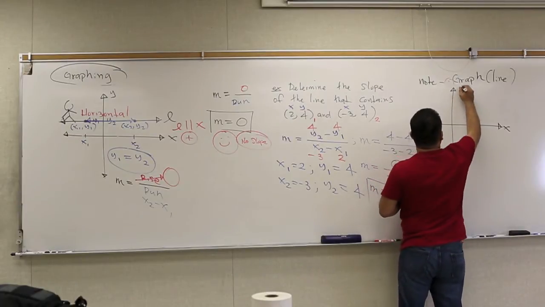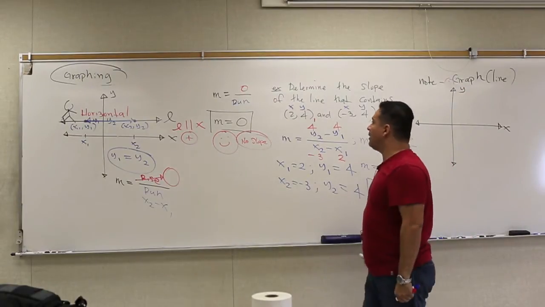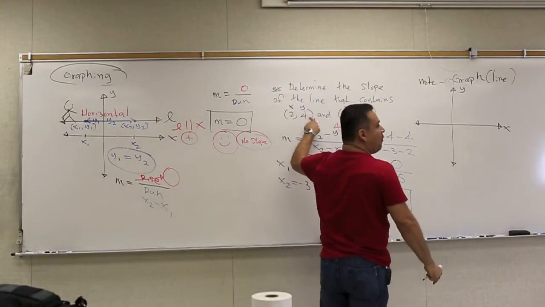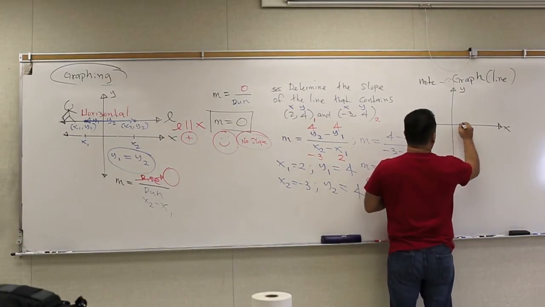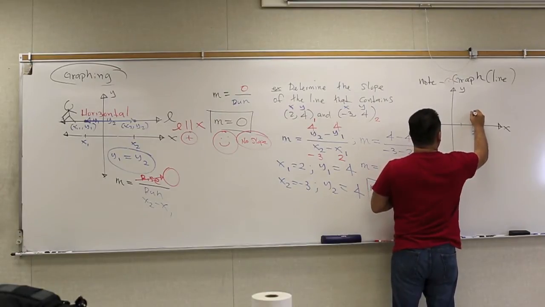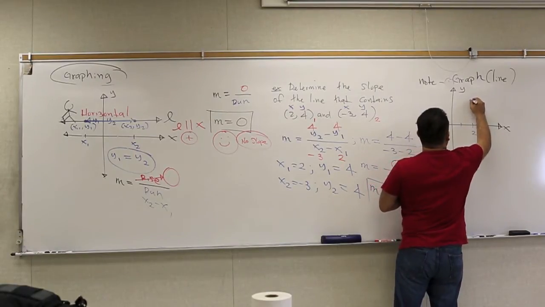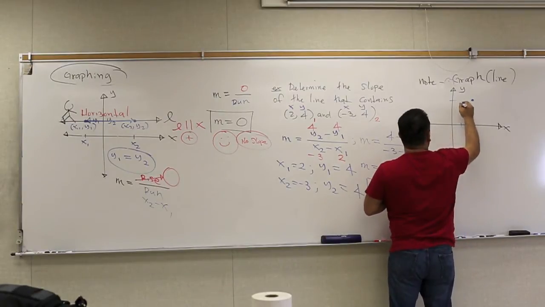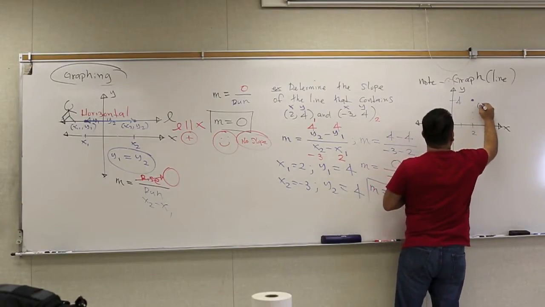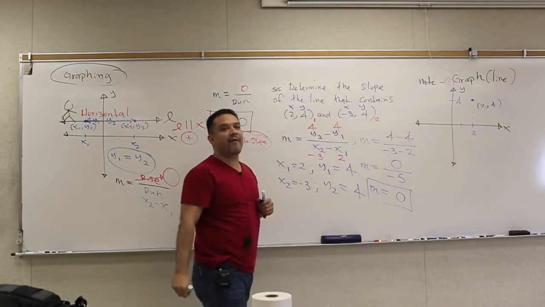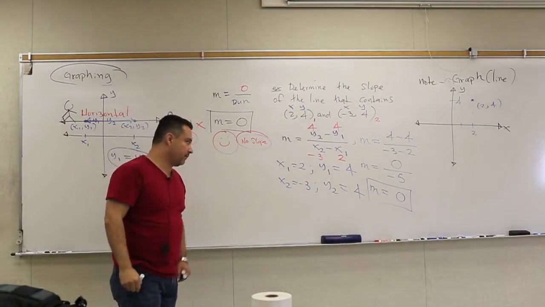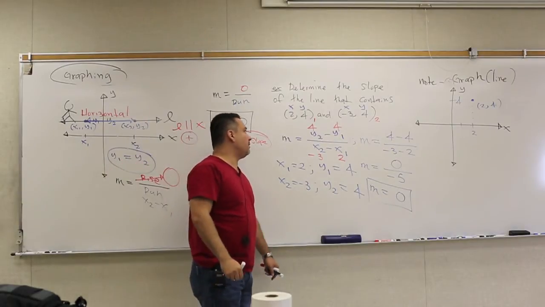X-axis, y-axis. Okay, what's the first point going to be? 2, 4. Where is that at? Go to the right 2, and then go up how much? 1, 2, 3, 4. This is the address. X is 2, Y is 4. That's my first point. Is that right? Okay. What's the next point?